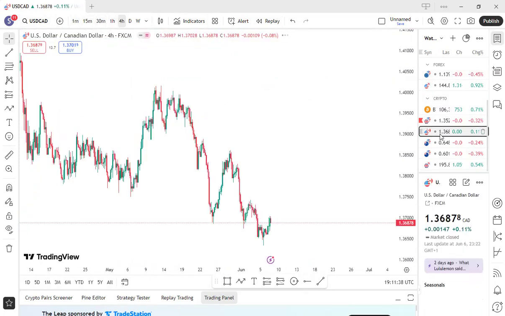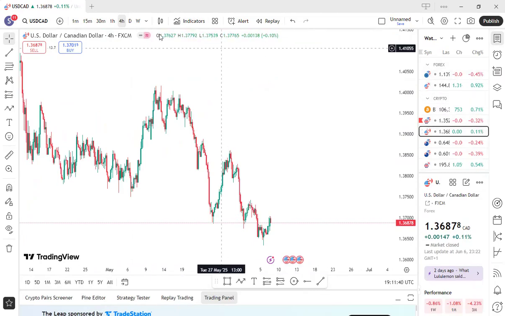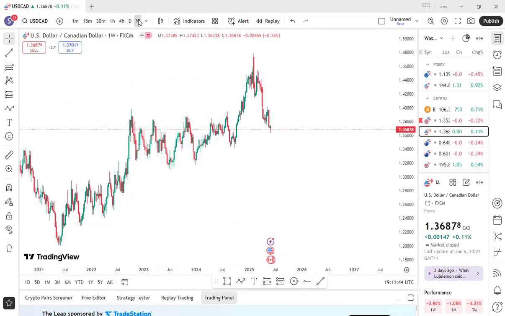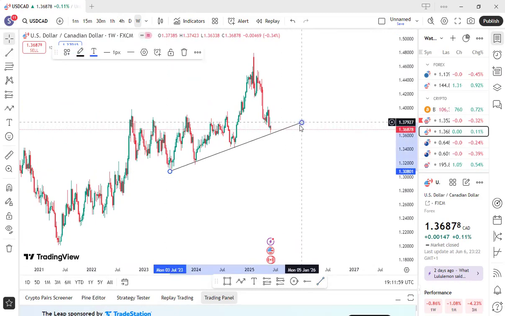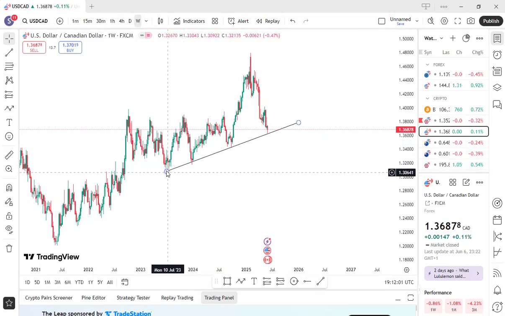So we'll be heading back to USD CAD. Let me go down to the 1 week time frame to see what price is doing there. On the 1 week time frame, if you notice, for those that are using a trend line, if you draw a trend line from here, you notice price is causing reactions on these particular zones. Anytime price hits here, there will be a rejection.